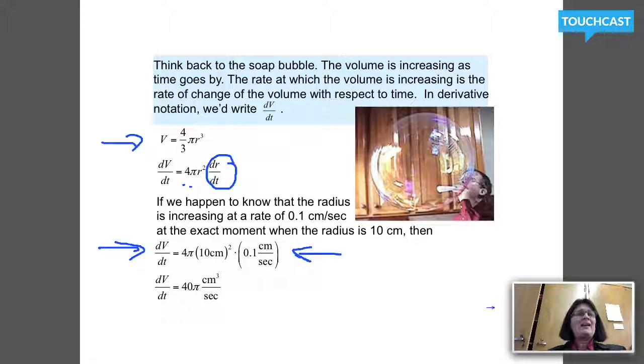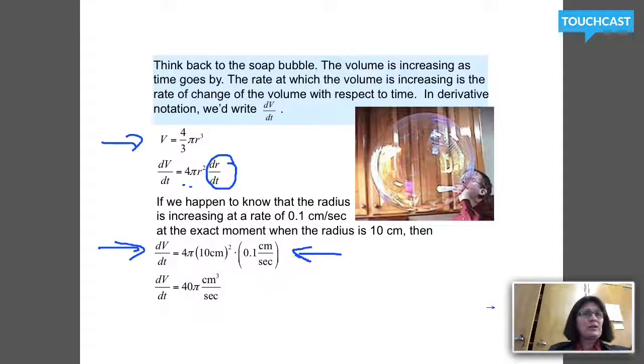There's the 4, the pi. r is 10 centimeters, so r squared is going to be 100 centimeters squared. And dr/dt, we've been told, is 0.1 centimeters per second. So we can do some multiplying there and simplify, and I find out that dV/dt is 40 pi cubic centimeters per second. And think about what that means. That means that this only applies to that one moment in time when I was computing. At the exact moment when the radius is 10 centimeters, the volume of the sphere is increasing 40 pi cubic centimeters every second.